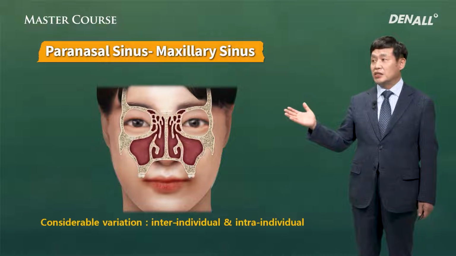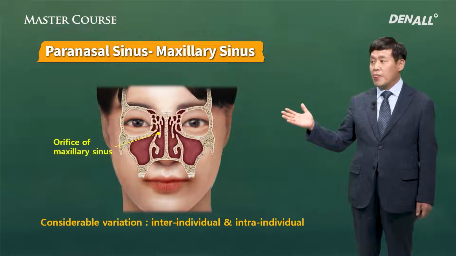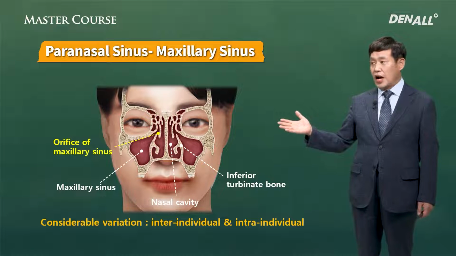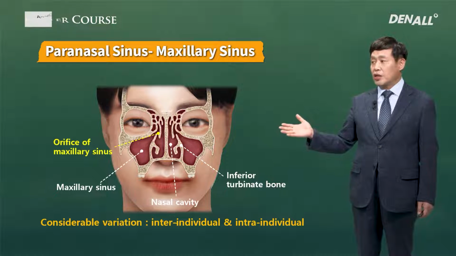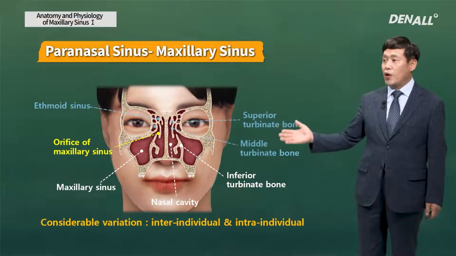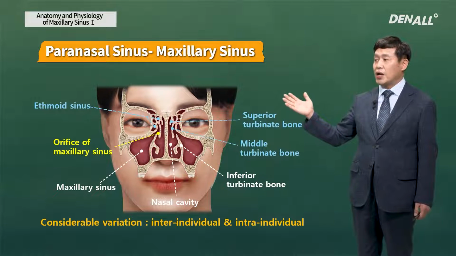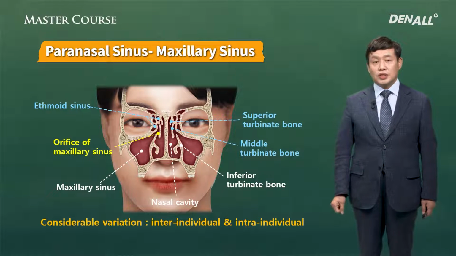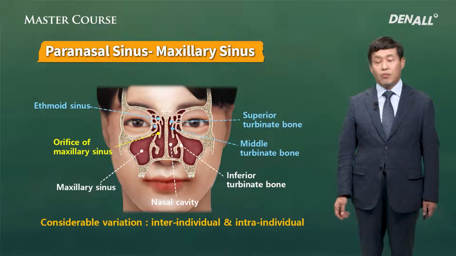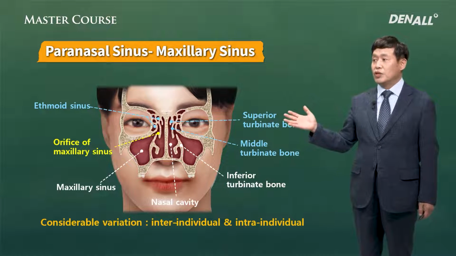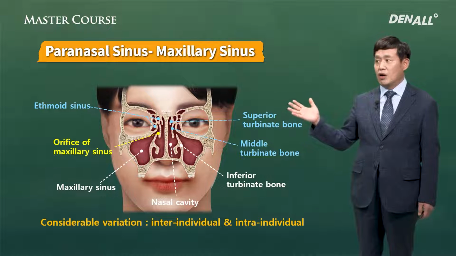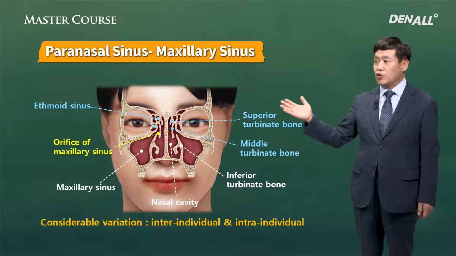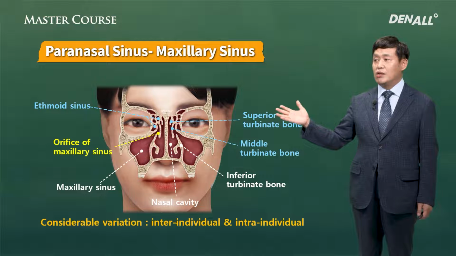Let's have a look at the maxillary sinus. If you look here, there is an inferior turbinate bone. The bone is indicated in white, while the ethmoid sinus, superior turbinate bone, and middle turbinate bone are indicated in blue. As we learned in anatomy class, the inferior turbinate bone in the skull is an independent bone. However, the superior and middle turbinate bones are part of the ethmoid bone.